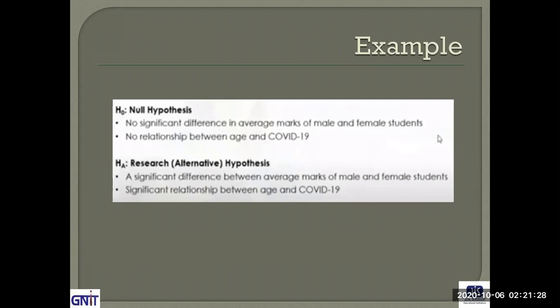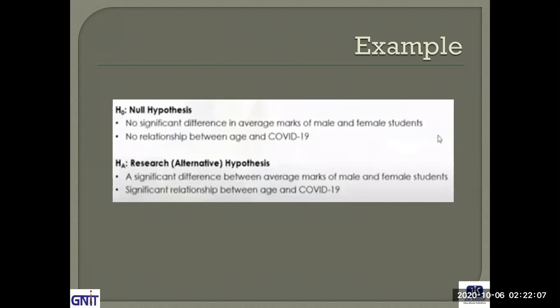That is, no significant difference in average marks of male and female students. This is one of the examples of null hypothesis. And no relationship between age and COVID-19, that is another example of null hypothesis. Here in two examples we can see that the term "no" is appearing. First one is no significant difference. Second one is no relationship between age and COVID-19.